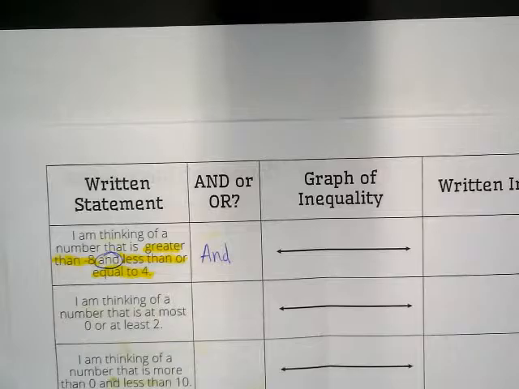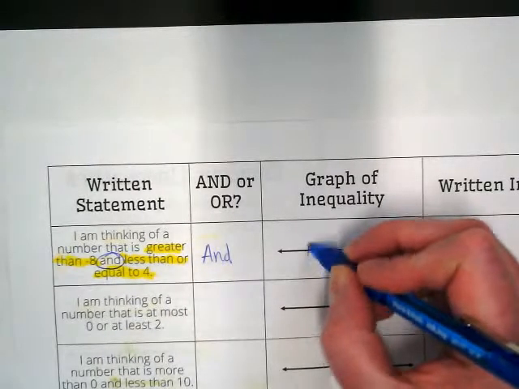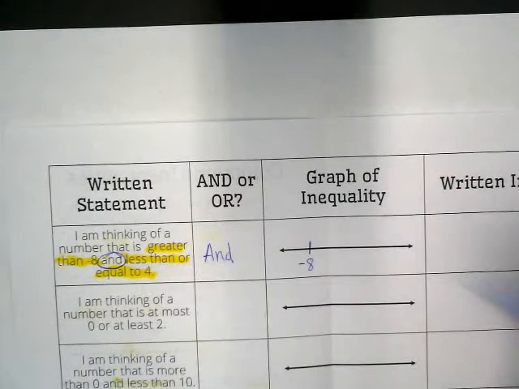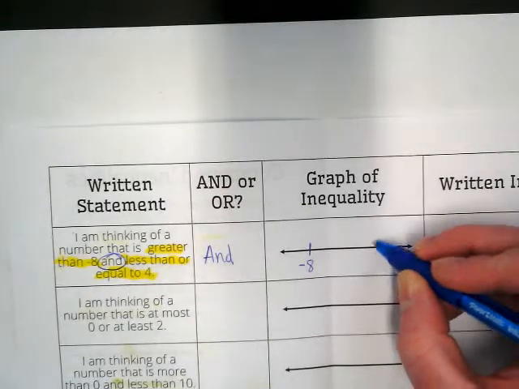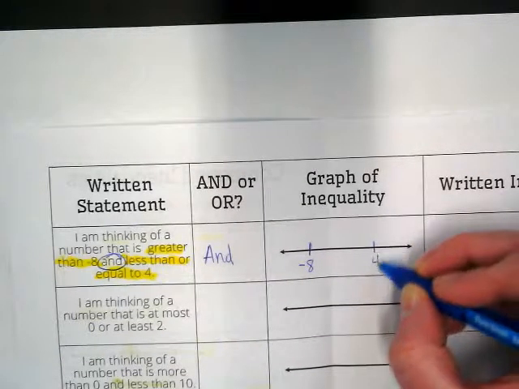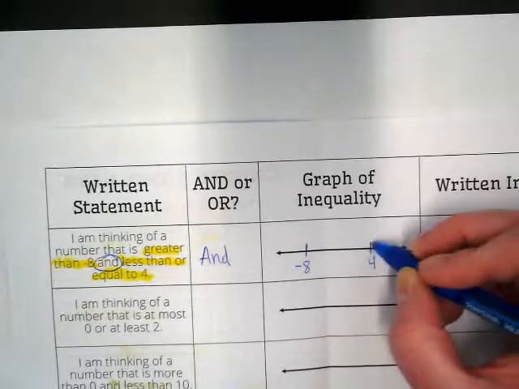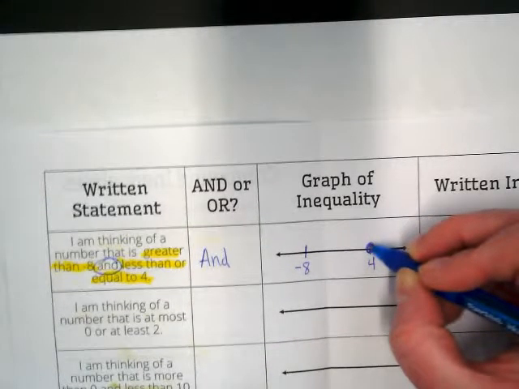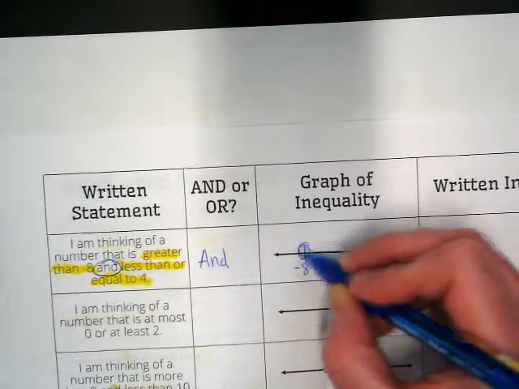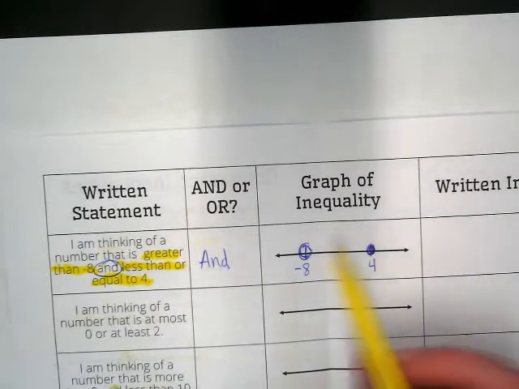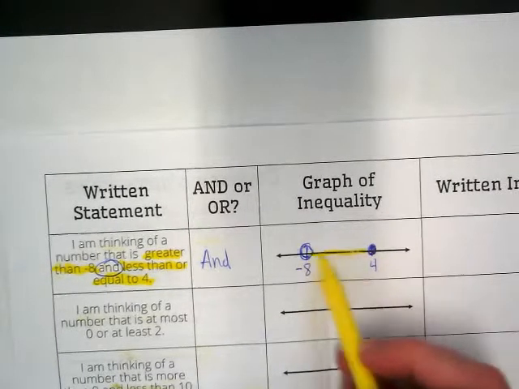What would this look like? Well, it's greater than negative 8, and it's less than or equal to 4. So this would be a filled in circle. This would be an open circle. And the part on the graph shaded is going to be this space here.